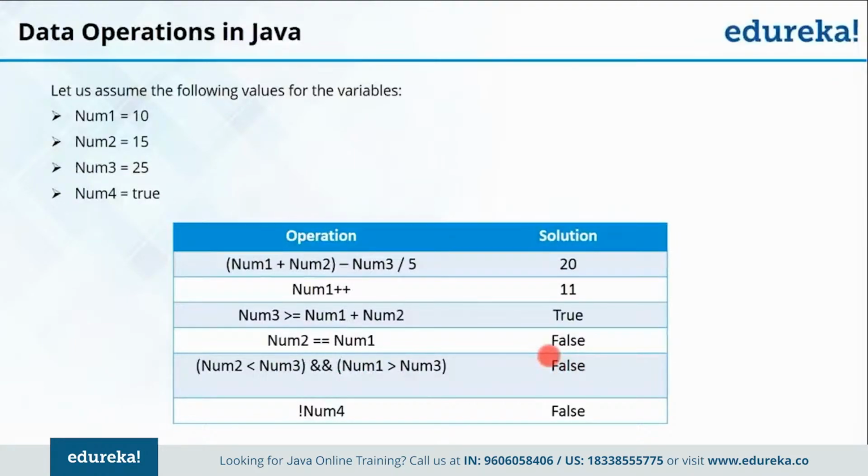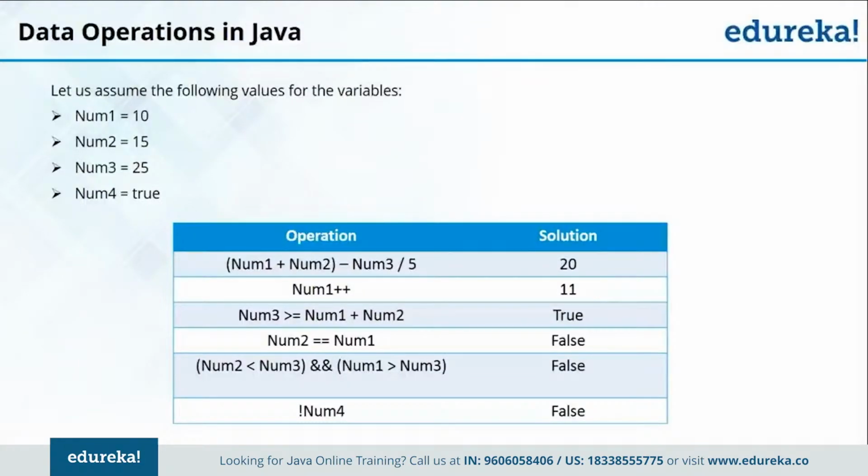So we had discussed this earlier. Until and unless all my conditions are true, I will not get an output of true in case I'm using an AND operator. Finally, I had initialized num4 to be true, and I'm negating that value, so it is giving me an output of false. So I hope with this you're clear with respect to the operations.